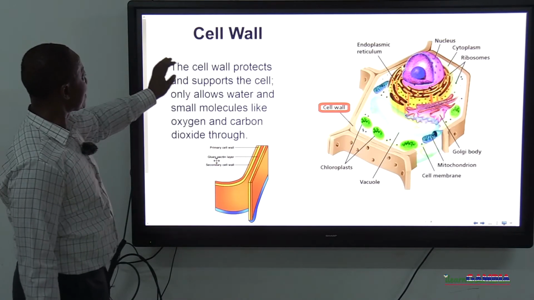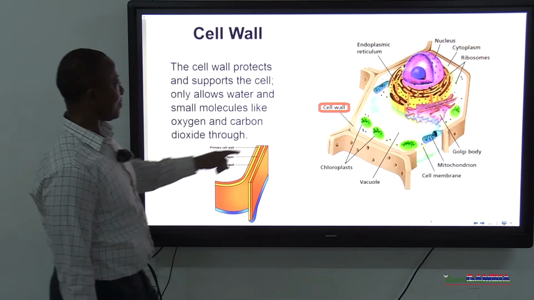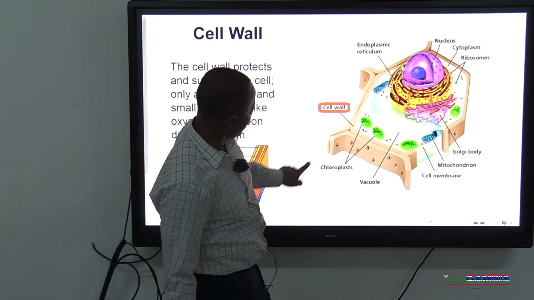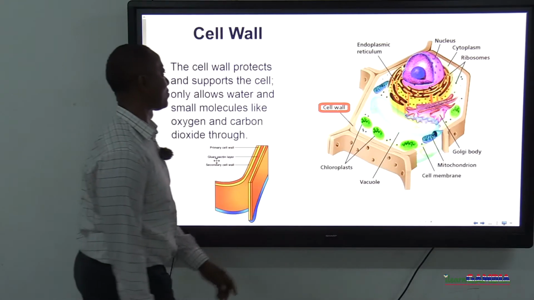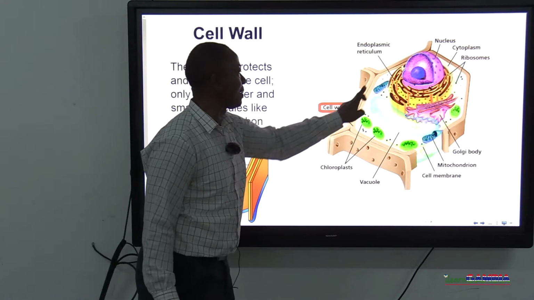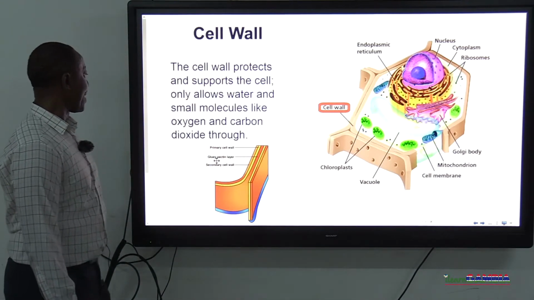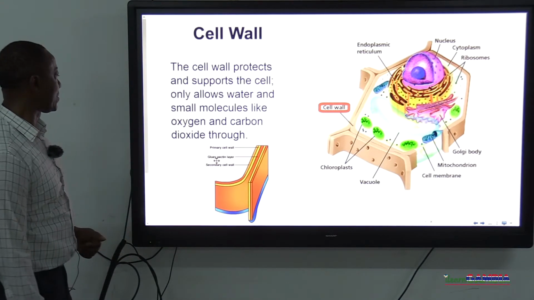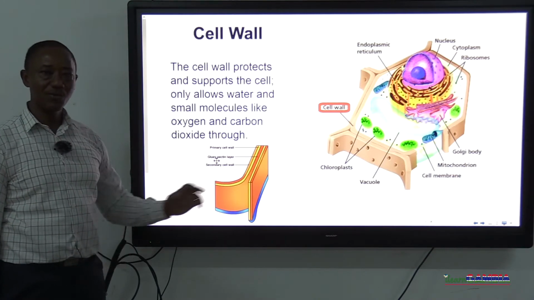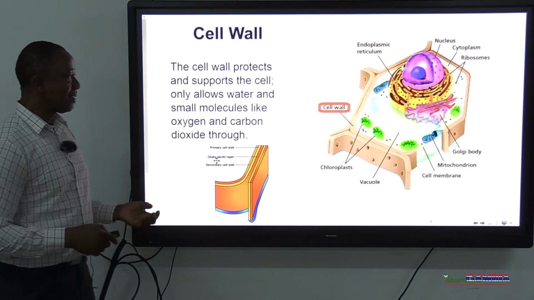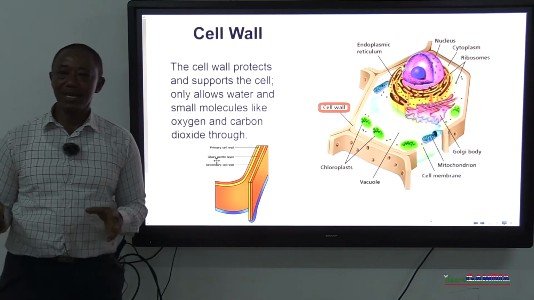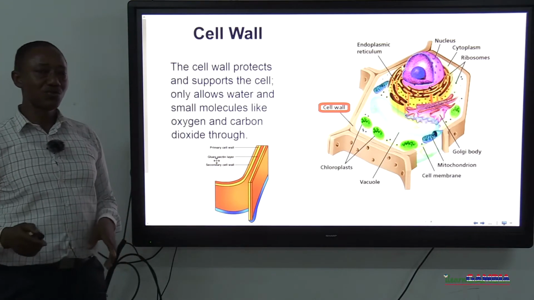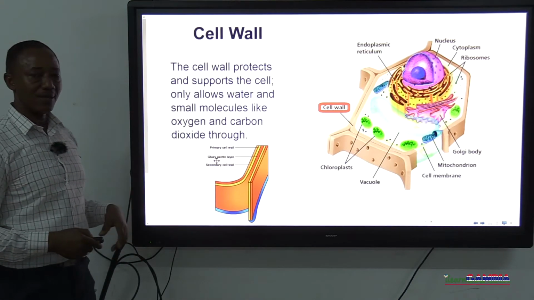And the cell wall protects and supports the cell. You find it surrounding the entire cell. Okay, and this bit you are seeing, this is where the other cells will be connected and so on. But simply, the cell wall is there to protect the cell, and it allows only water and smaller molecules like oxygen and carbon dioxide to pass through it. Again, think of it like helping the cell membrane, which controls what comes in and out of the cell. The cell wall is outside there. It's also regulating what comes in and what does not.